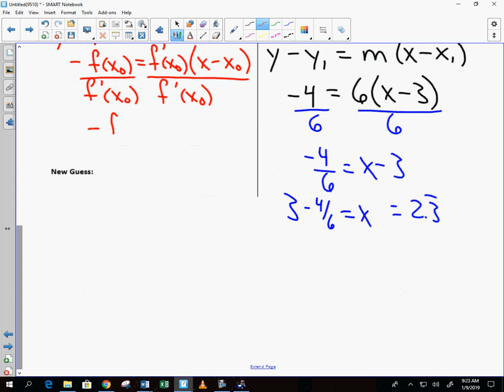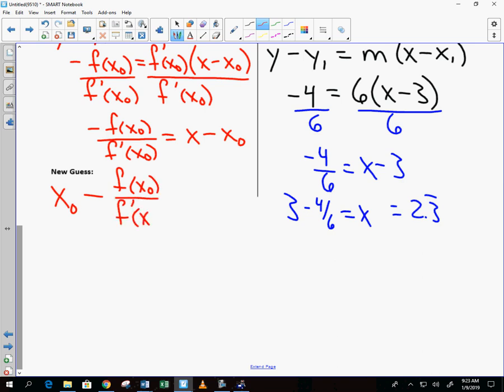What do you get? You get negative f of x sub 0 divided by f prime of x sub 0 is equal to x minus x sub 0. What do I do to solve for x? I add the x sub 0 over. And you get the new guess: x sub 0 minus f of x sub 0 divided by f prime of x sub 0 is equal to x. That's our new guess. This is Newton's method.